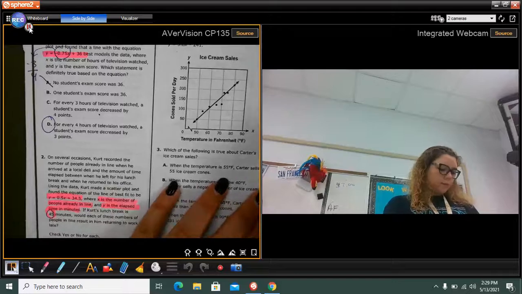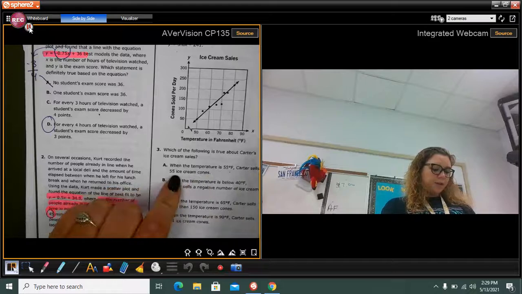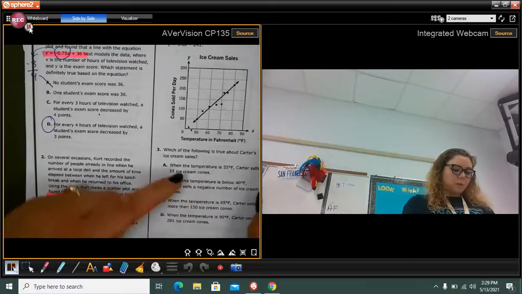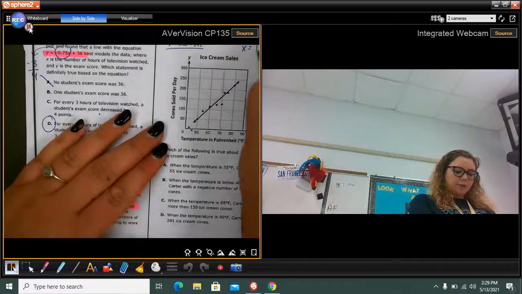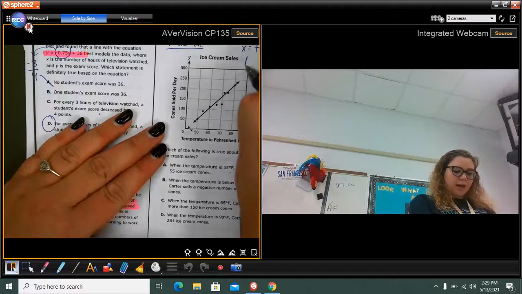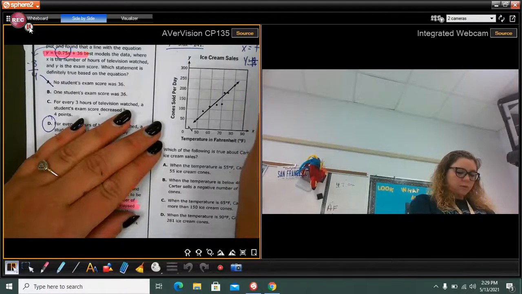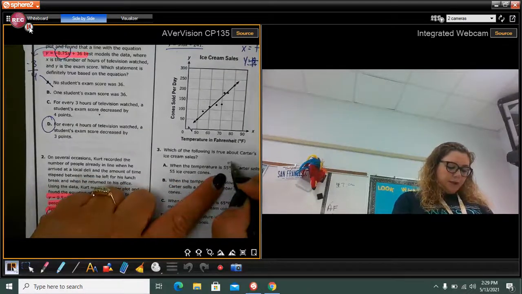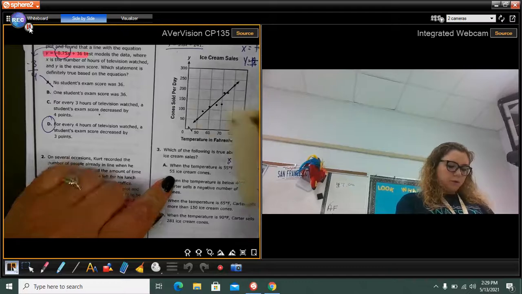Okay. When the temperature is 55 Fahrenheit, Cordell sells 55 ice cream cones. Okay. So we have this equation. X is the temperature. Y is the number of ice cream cones sold. So to do that, we need to plug this in for X and see if it gives us 55 cones.